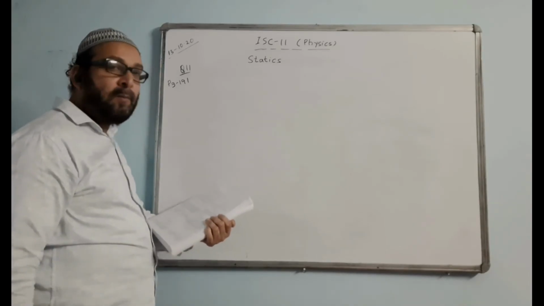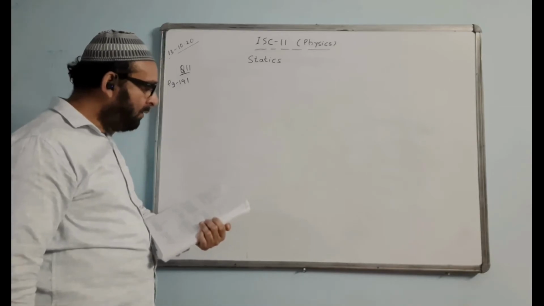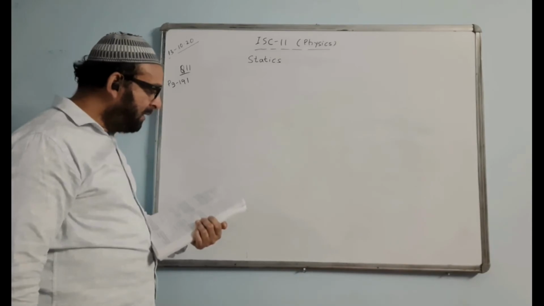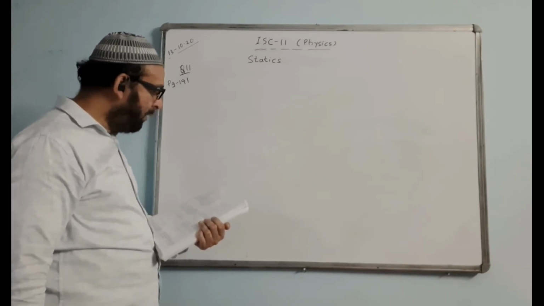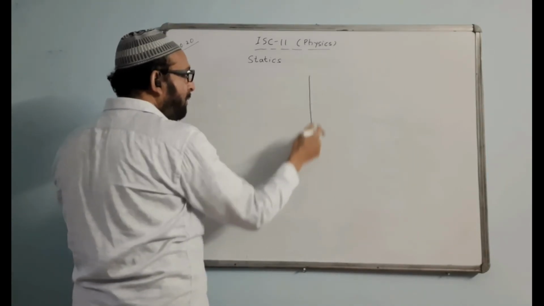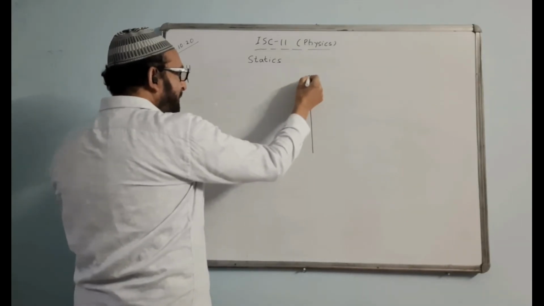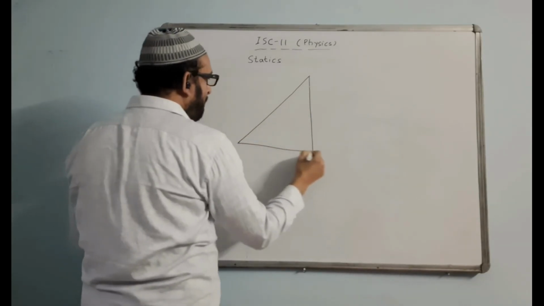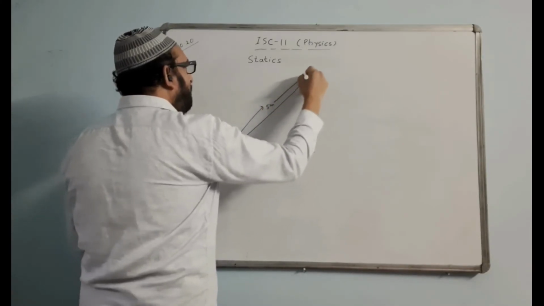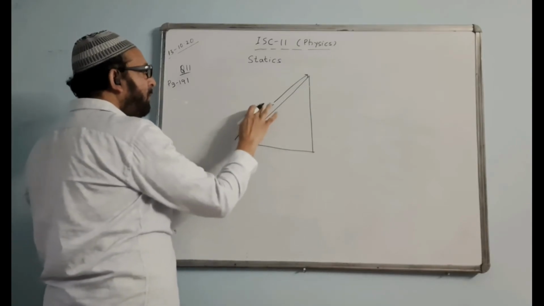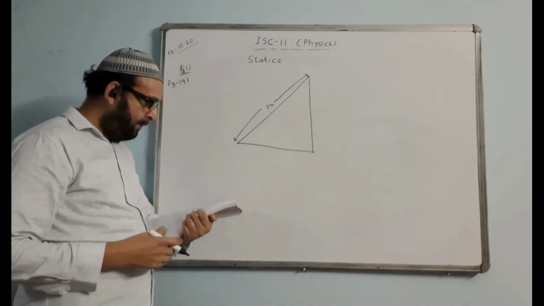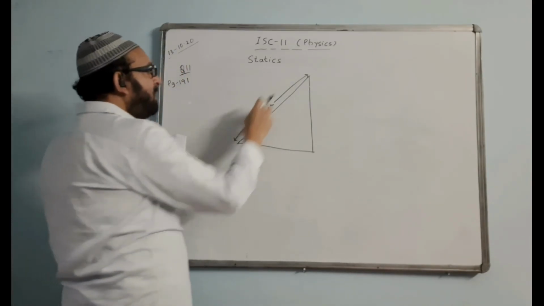Question says a uniform ladder which is 5 meter long has a mass of 22 kg. It leans with its upper end against a smooth vertical wall and its lower end on rough ground. So it is like this. There is a smooth wall, and a ladder 5 meter long, and here is the rough ground. The mass of this ladder is 22 kg.